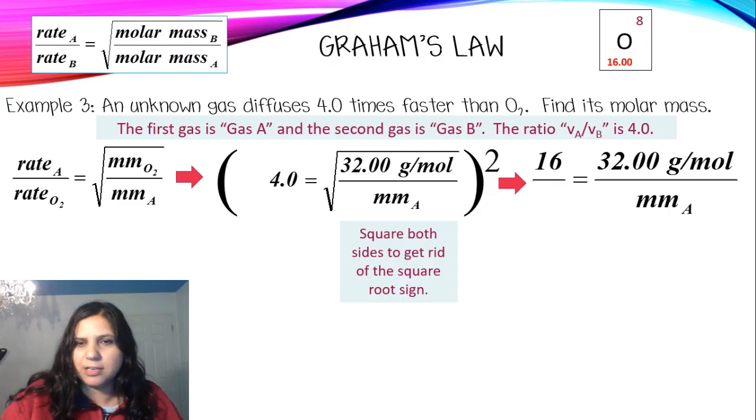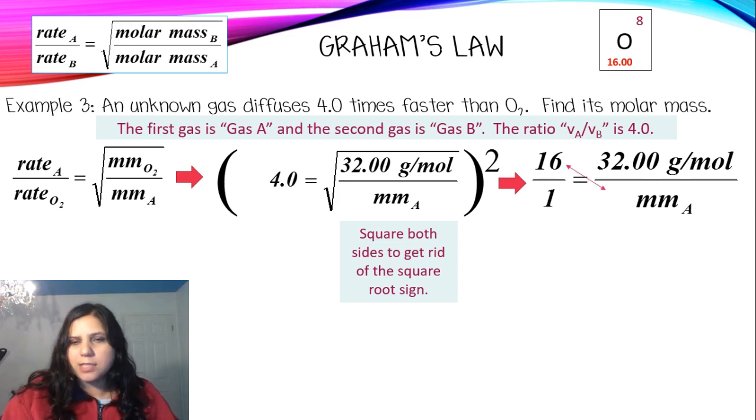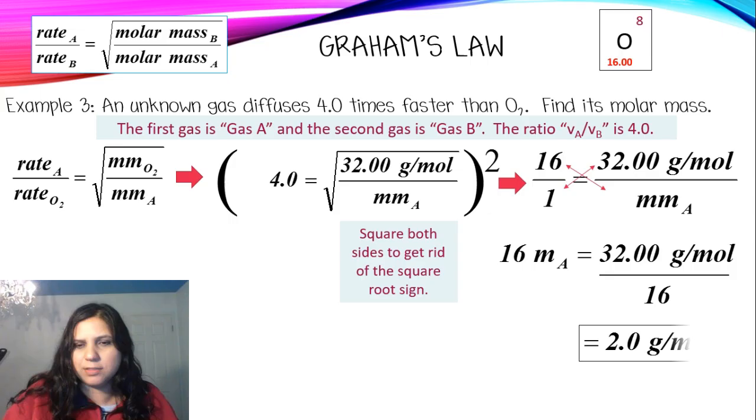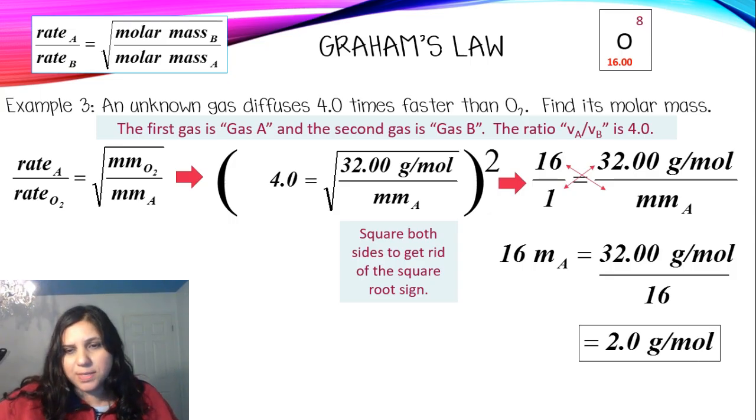Getting late here. All right. I need to solve for the molar mass of A, so I'm just going to put 16 over 1 to help me solve this. Cross multiply. What I get is 16 times the molar mass of A is equal to 32. To solve for the molar mass of A, I just divide both sides by 16. And so that works out to be 2 grams per mole. All right. Hope the math wasn't too scary for you on that one.